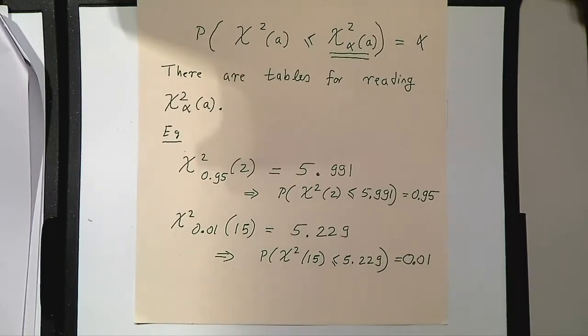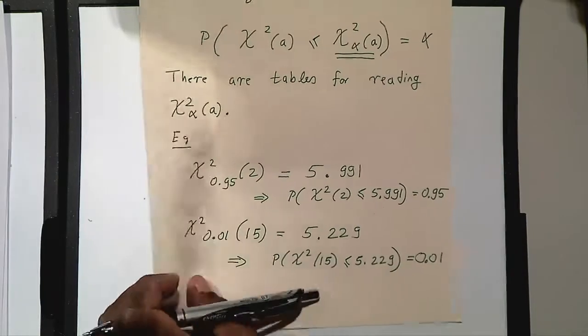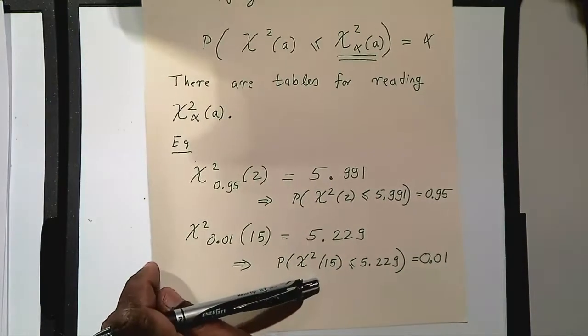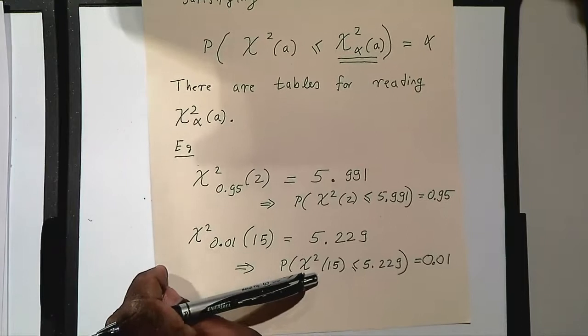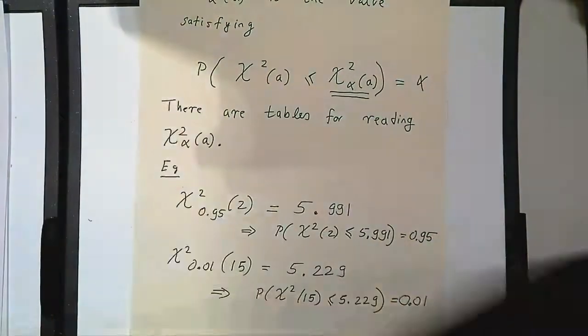This table will be useful not at this stage of the course, but when we come to talking about confidence intervals and tests of hypothesis, we will use this table a lot. But at this stage, I just want you to know how to read the chi-square table. All right, guys? So these are percentiles.